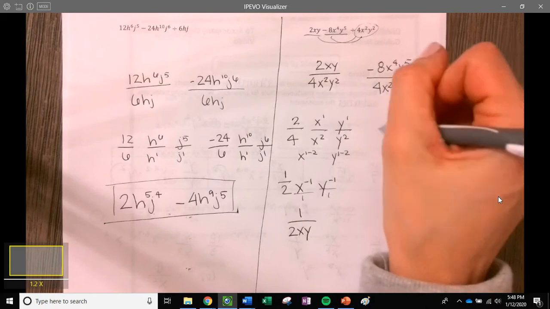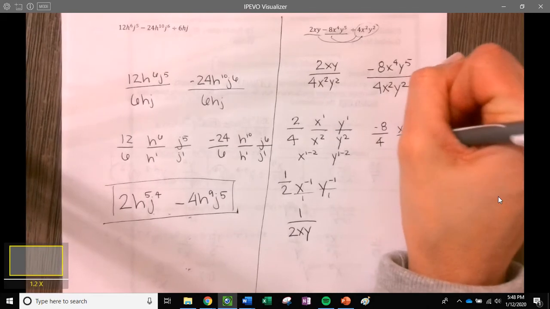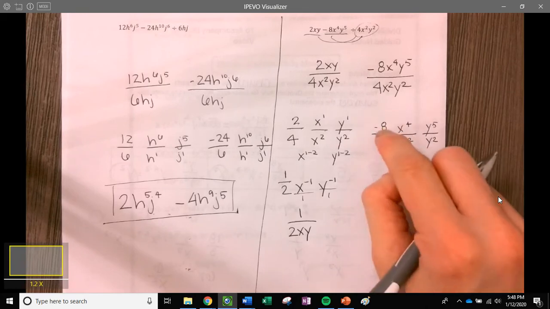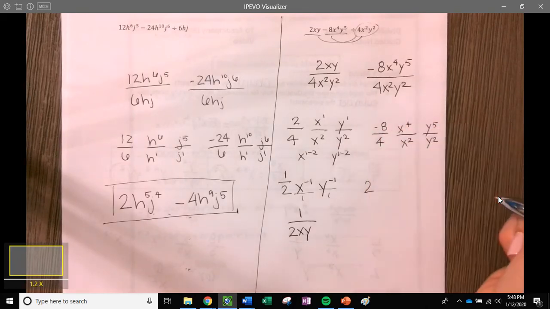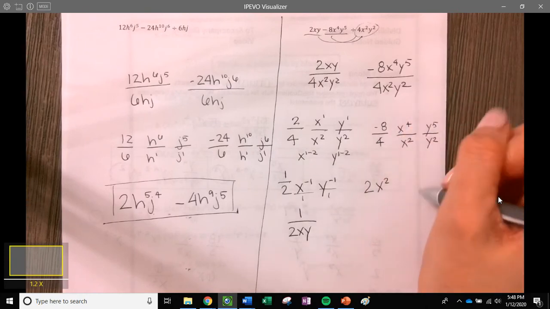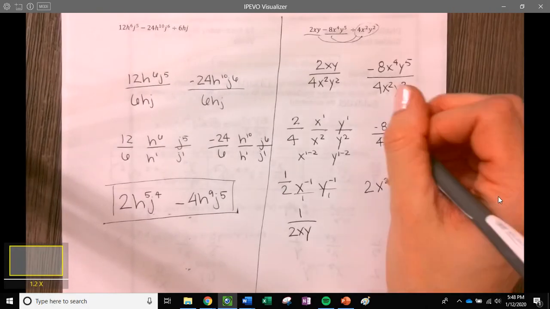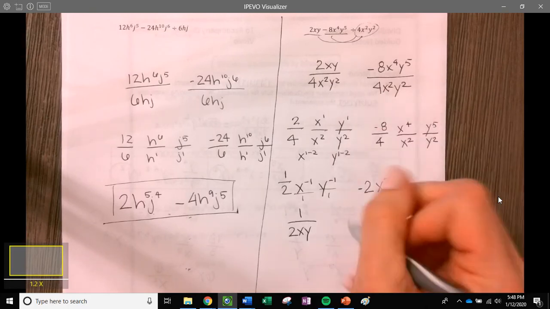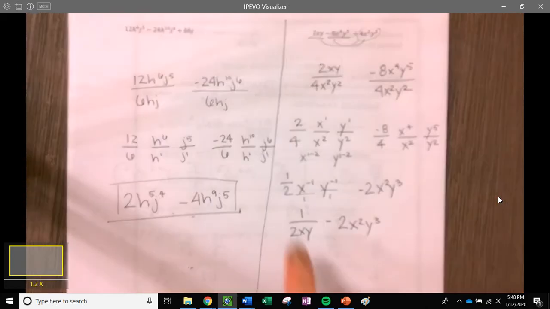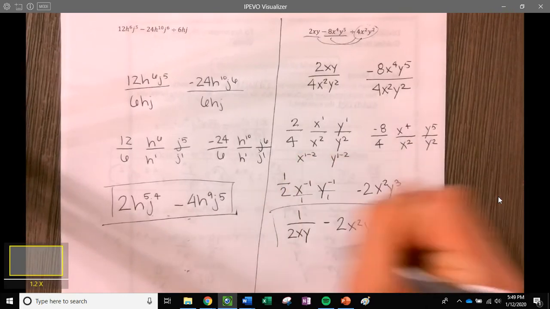All right, let's do this part. Negative 8 divided by 4, x to the 4th divided by x squared, y to the 5th divided by y squared. Negative 8 divided by 4 is negative 2, so that's going to give us a subtraction sign between our two terms. X to the 4th divided by x squared is x squared, and y to the 5th divided by y squared is y to the 3rd. 2x squared y to the 3rd. 1 over 2xy minus 2x squared y to the 3rd is the answer for that second example.